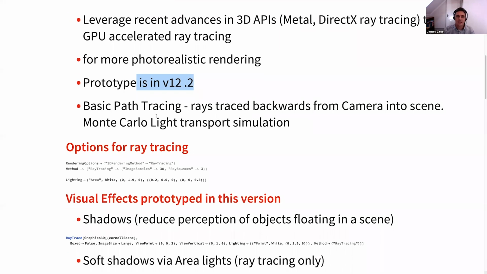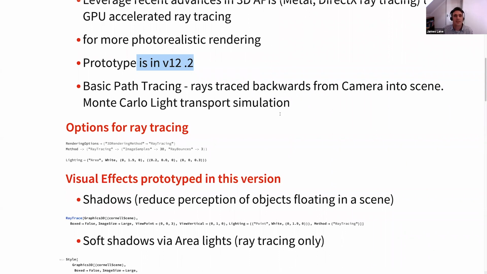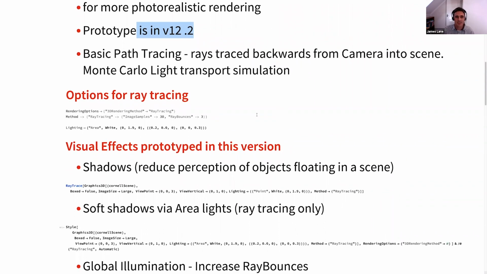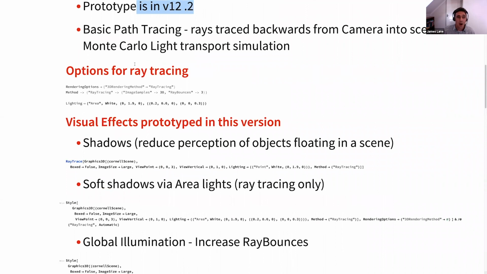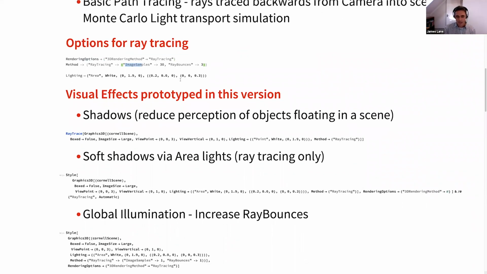Our ray tracing implementation is just basic path tracing. We're tracing rays backwards from the camera into the scene. This is Monte Carlo light transport that it's basically simulating. The options for ray tracing are very simple. You just ask for the rendering options and we set the rendering method to ray tracing. And I'll come to the method options to control the number of image samples and the ray bounces.